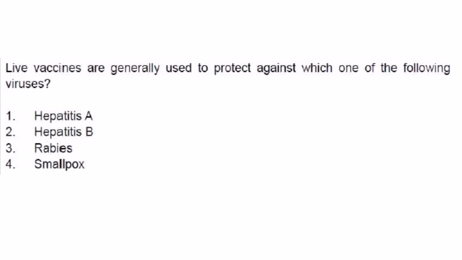Then next one, live vaccines are generally used to protect against which of the following viruses? It is your smallpox. Hepatitis A, rabies, it is inactivated virus, whereas hepatitis B is recombinant virus.